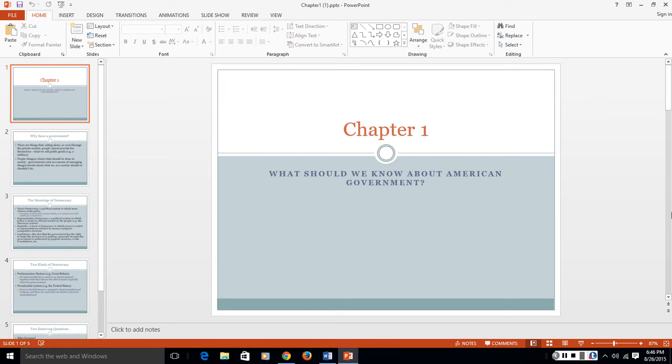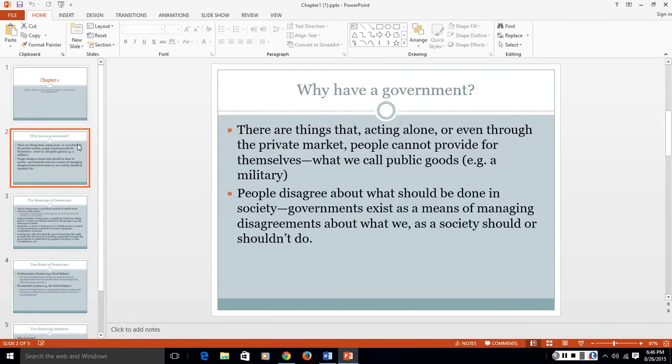So chapter 1 is pretty straightforward. It just asks the question, what should we know about American government? And it really looks at 4 different questions that we're going to be discussing throughout the course, but kind of start off the book, we're going to look at them in the first chapter. And the first question is simply, why have a government?